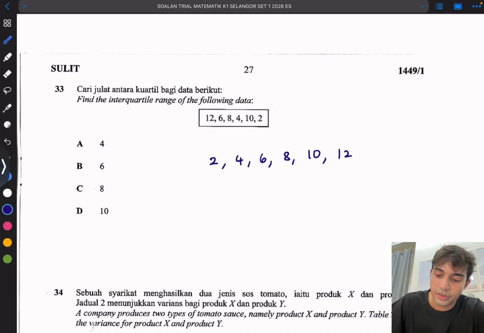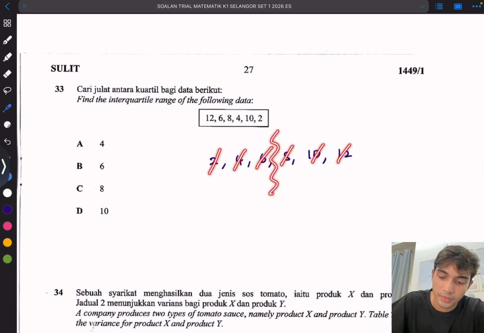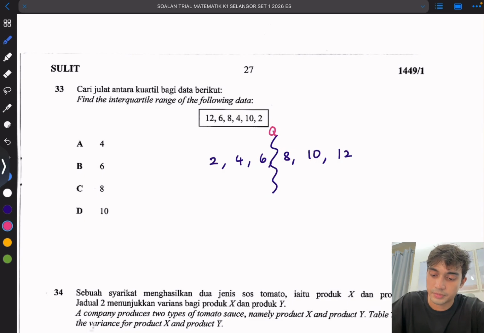Then we find the middle by cutting. So you cut here one, cut here one, cut one, cut one, cut one, cut one. So this is the middle. So here will be our second quartile. Then from here you cut, you find the middle. This is the middle. So this is our first quartile.